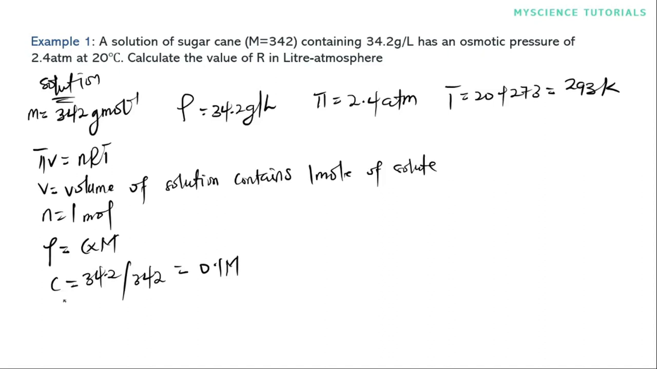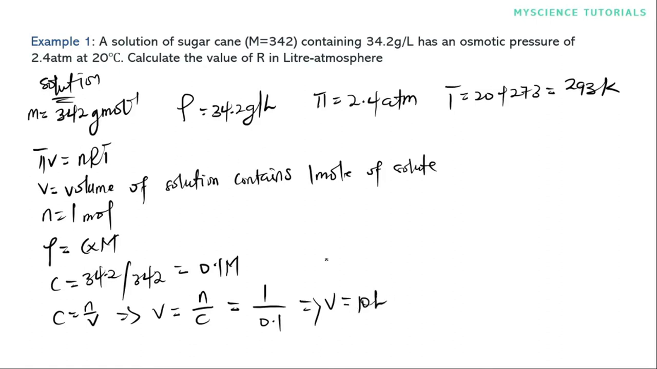So we know that concentration is equal to mole over volume. So if we make our volume the subject, we are going to have mole over concentration. And we said that the volume contains 1 mole of the solute. So we are using 1 as our mole, and the concentration that we found was 0.1. So this is giving us our volume to be equal to 10 liters over here.